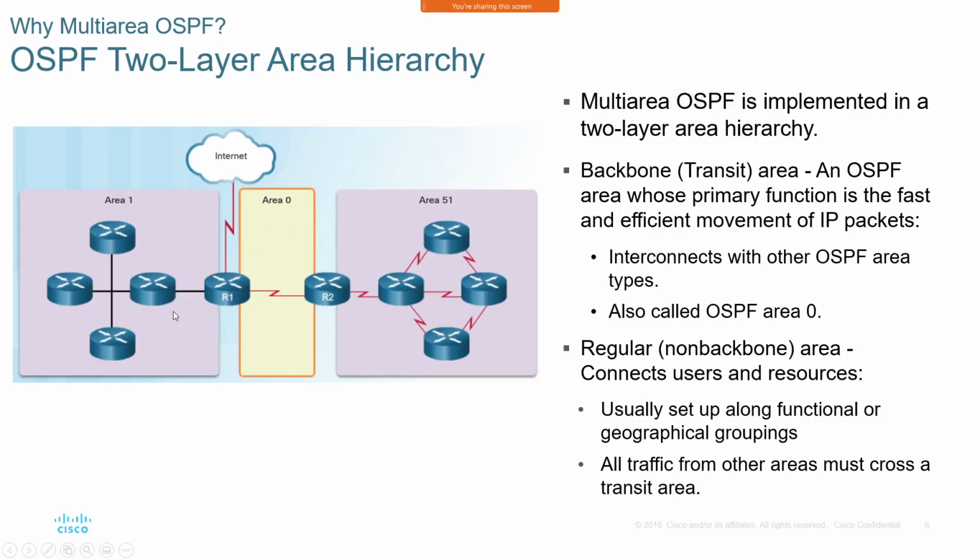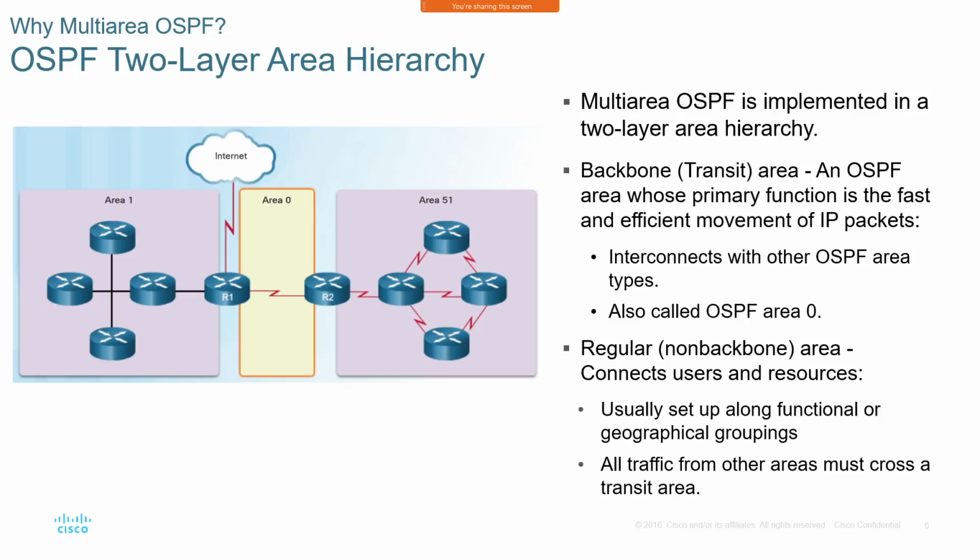This is one example. Area 1 is connected to one interface of router 1. The other interface of router 1 is connected to area 0. So area 1 is good in regards to design goals. Now, area 51, the same thing, because we have one interface of router 2 connected to area 51, and the other interface of router 2 is connected to area 0. So this is a good design. All the networks that area 1 needs to advertise will pass through the transit area, which is area 0.